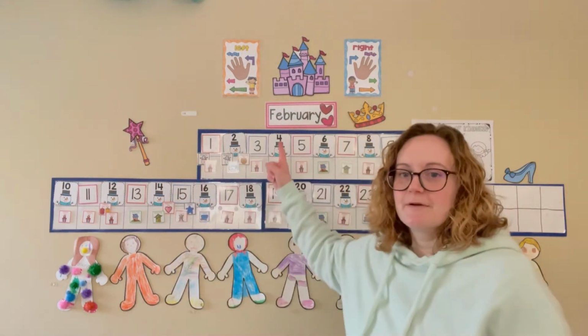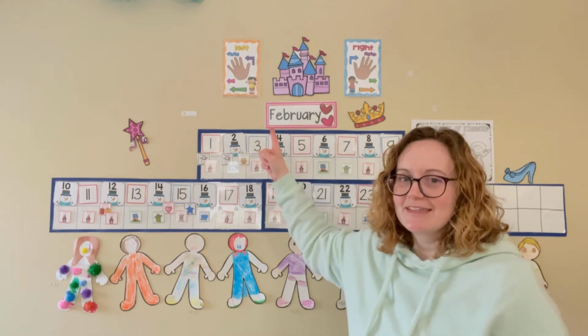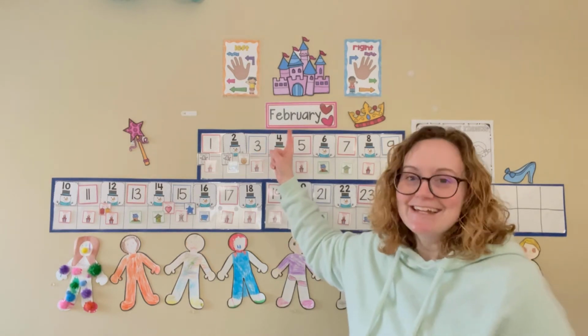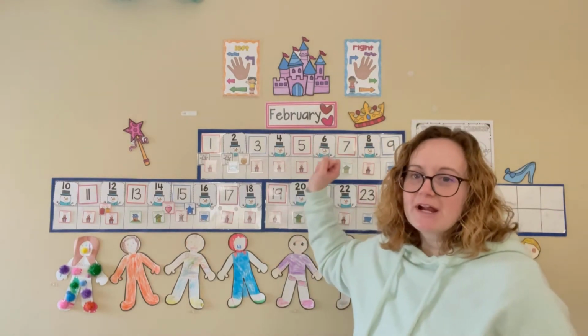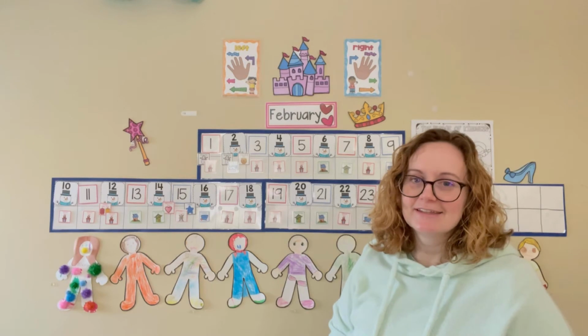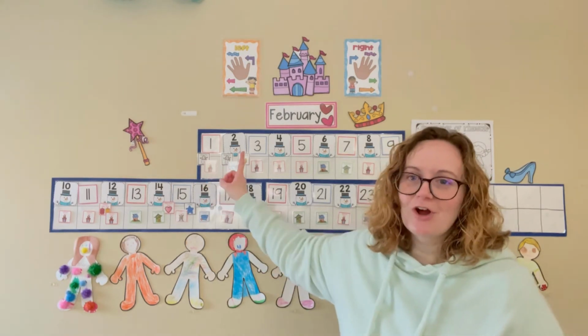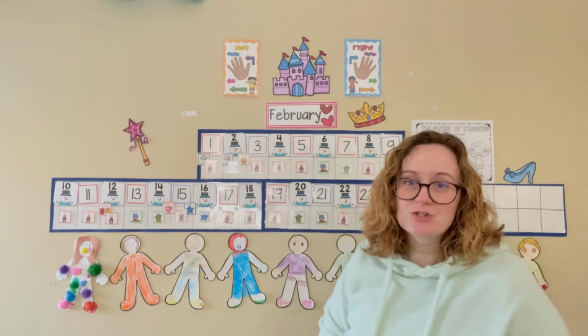Friends, we are in the month of February, and what letter does February start with? An F. And what sound does the letter F make? Like foot and fly and fruit. So we are in the month of February, and we are working on what kind of pattern as we fill in our calendar? An AB pattern. So our A's are our pattern cards and our B's are our snowman cards.